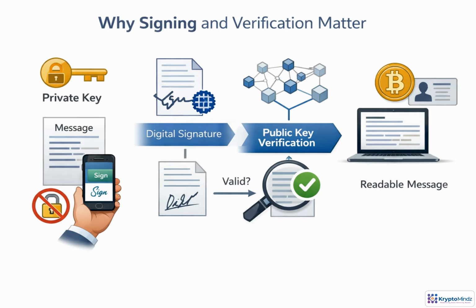A digital signature works like a tamper-resistant seal, but with math instead of ink. When you sign a message, you prove control of the private key without exposing it. Anyone with the matching public key can check whether the signature fits that message. That is why wallets can authorize transactions and apps can confirm ownership.